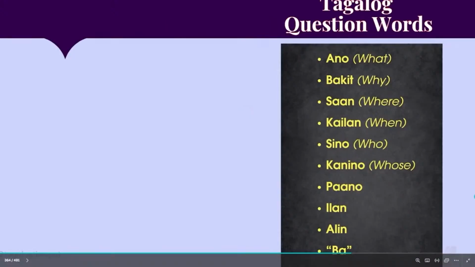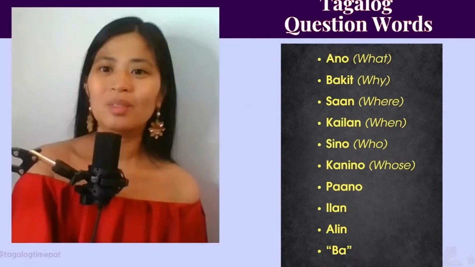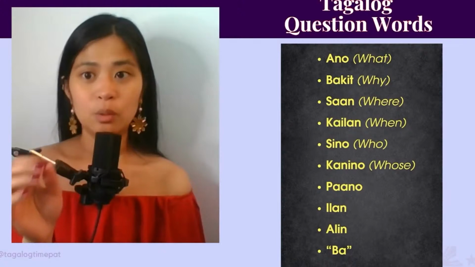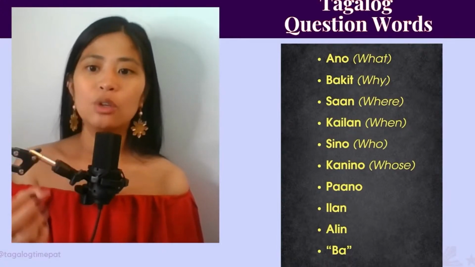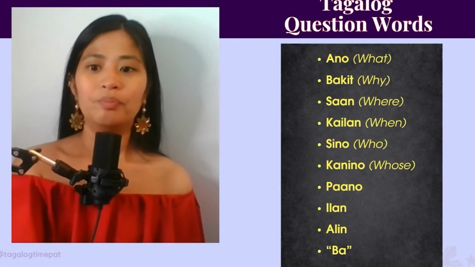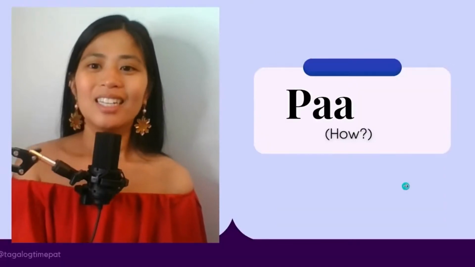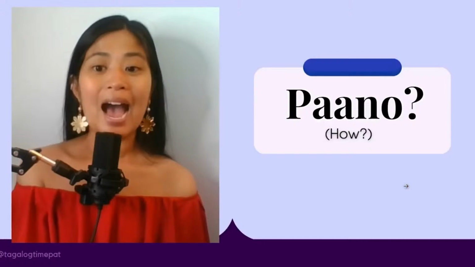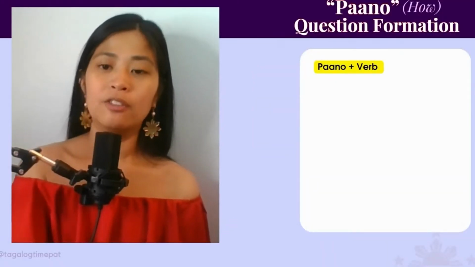Okay. Let's just look at all of the questions that we have learned here. So we learned ano means what, bakit means why, saan means where, sino means who, kanino means whose. Then we're going to learn these last 4 here. Next, paano means how. So paano plus a verb.